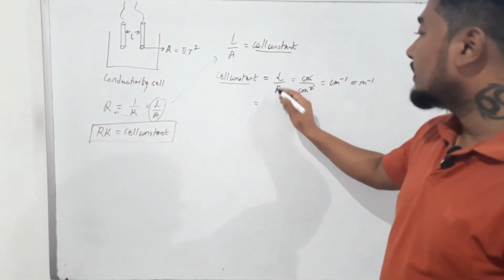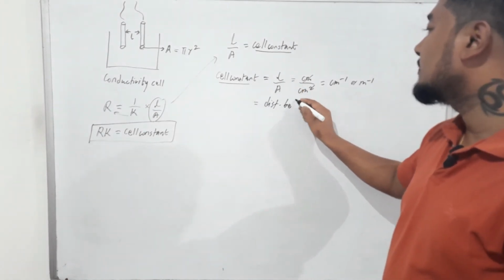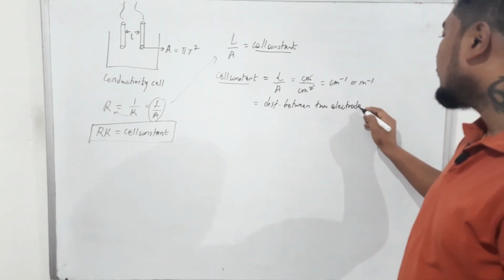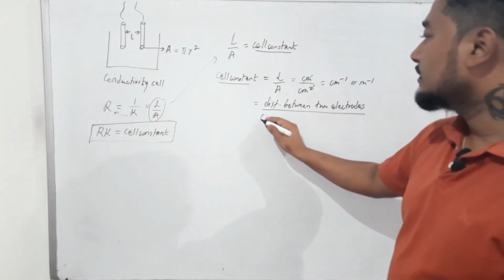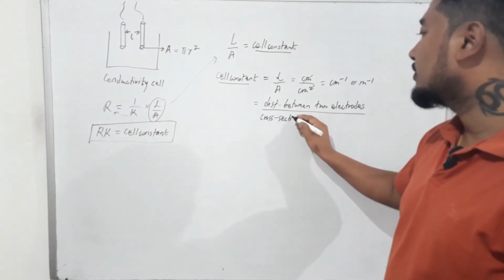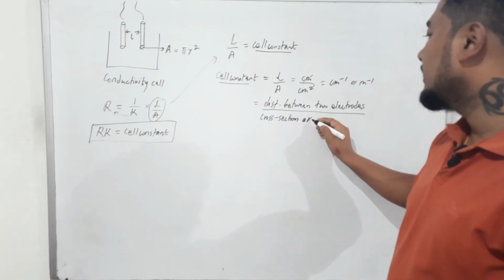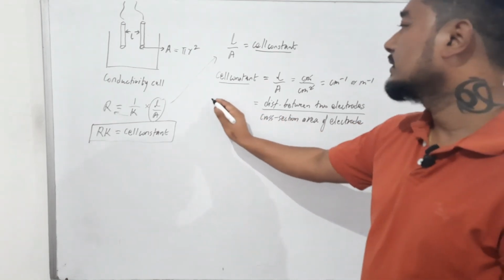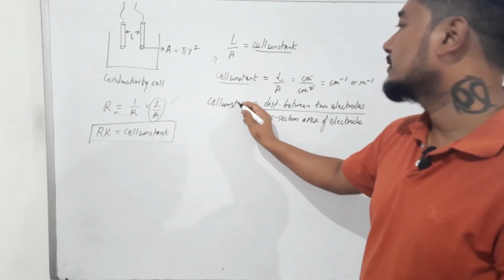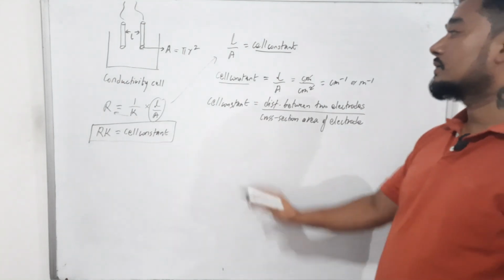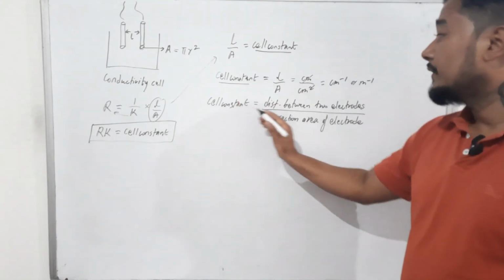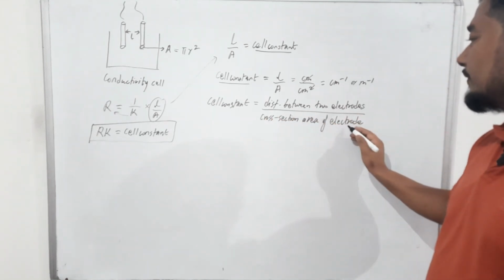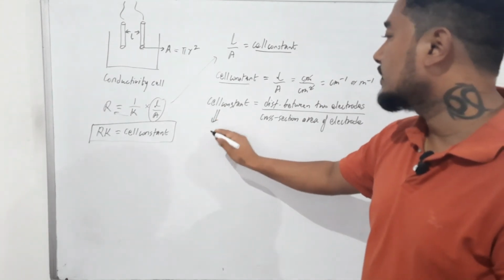And what does this L mean? L means distance between two electrodes. And what does this A mean? Cross section area of electrode. And this becomes the definition of cell constant, students. If anyone asks you what is cell constant, what do you have to say? It is the ratio of distance between two electrodes to the cross section area of the electrode.